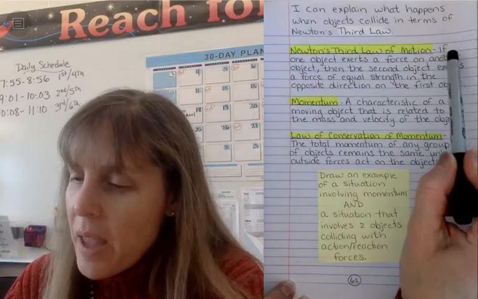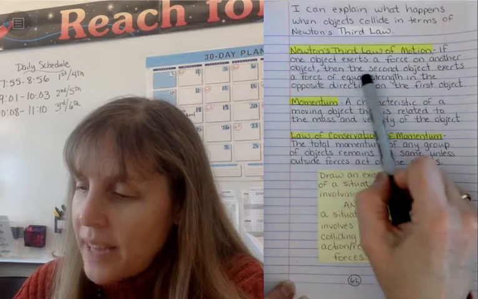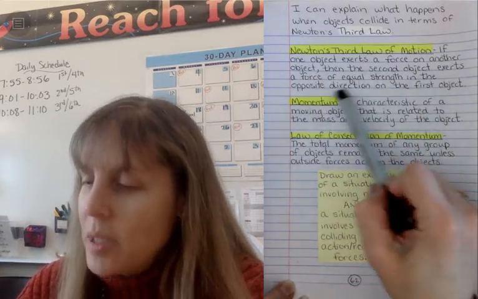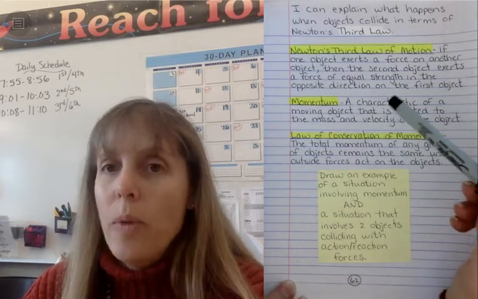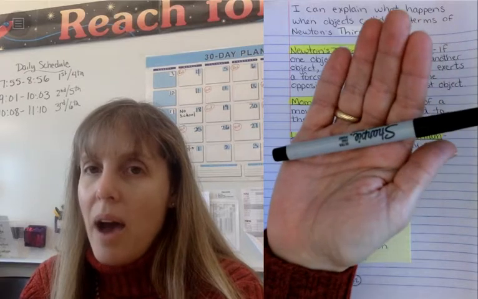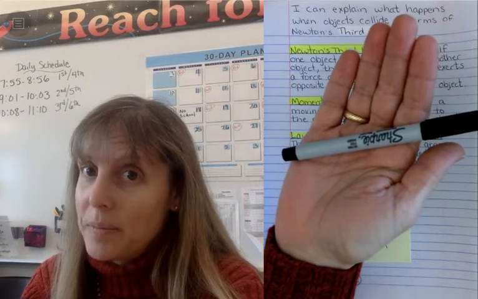It says, if one object exerts a force on another object, then the second object exerts a force of equal strength in the opposite direction on the first object. So if I am holding my pen up, my pen is also pushing my hand down with an equal and opposite force.